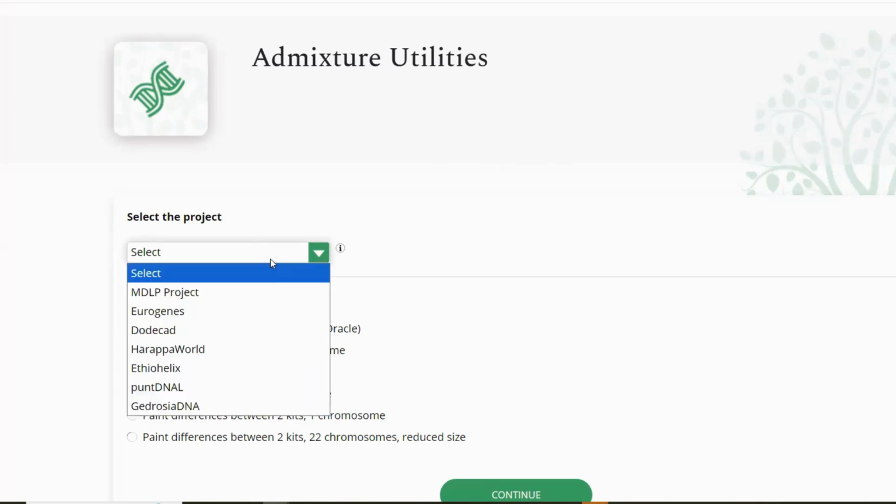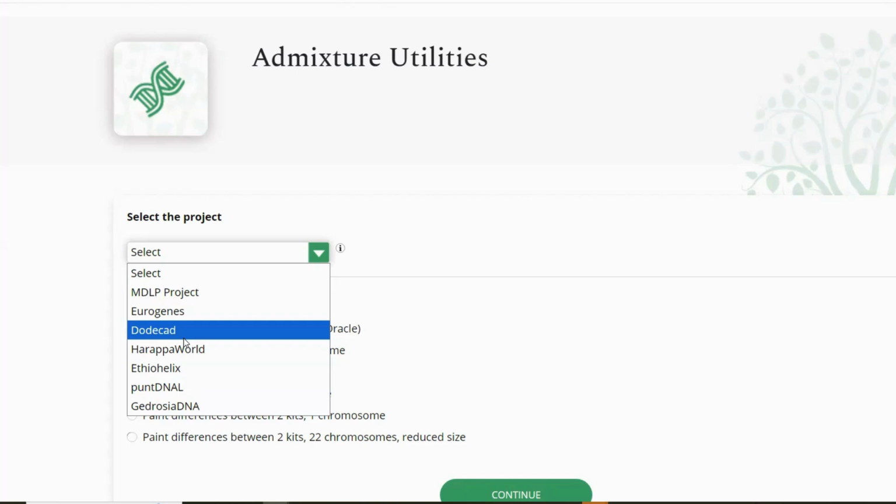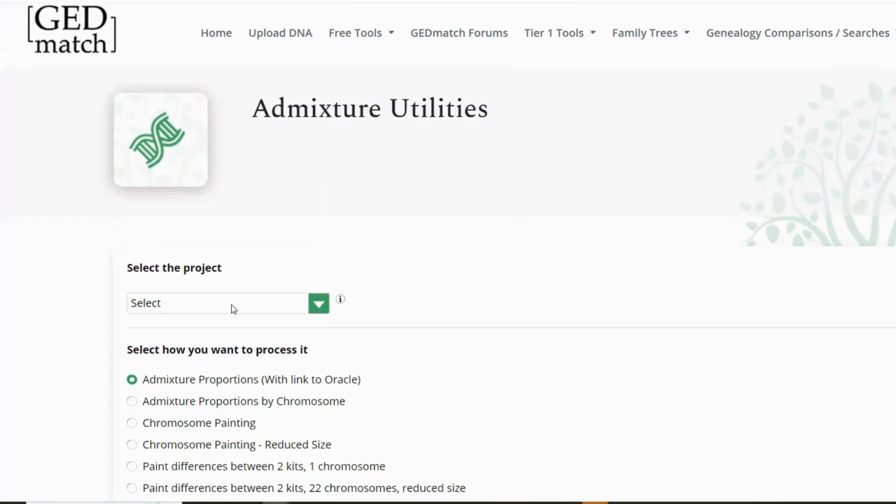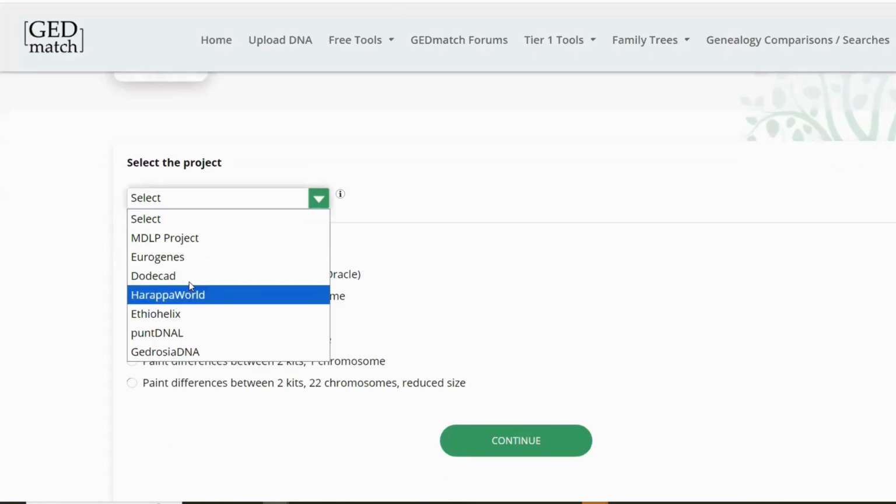So basically, one of the things she said is you want to come in here to your project, you want to be able to see the chromosomes and to see our heritage broken down into the chromosomes. You will just see it in paint. They call them paint. So you want to go to Admixture, which is a free tool in Gedmatch. Admixture Heritage, and you want to choose in the drop down Dodecad.